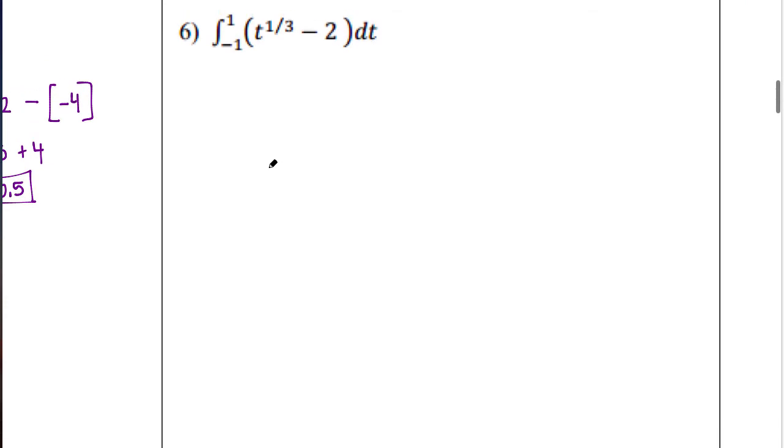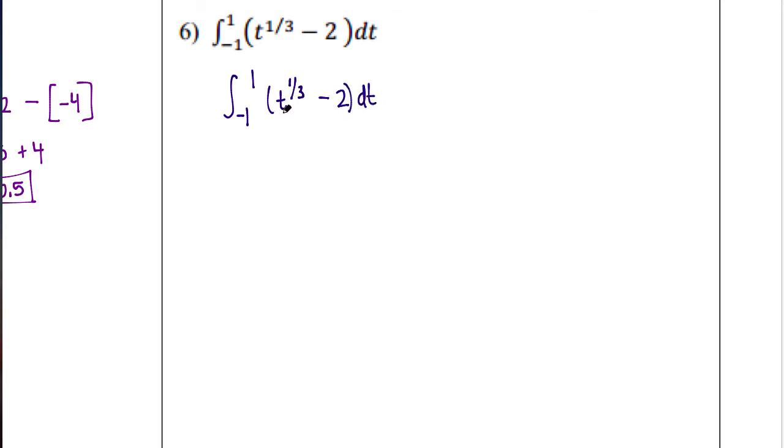So moving on to number 6 and changing colors. So here I have a fractional exponent, which is fine. I just have to do fractions when I'm changing my exponents. So I'll rewrite this. Integral from negative 1 to 1 of t to the 1/3, which is a cube root, minus 2 dt.